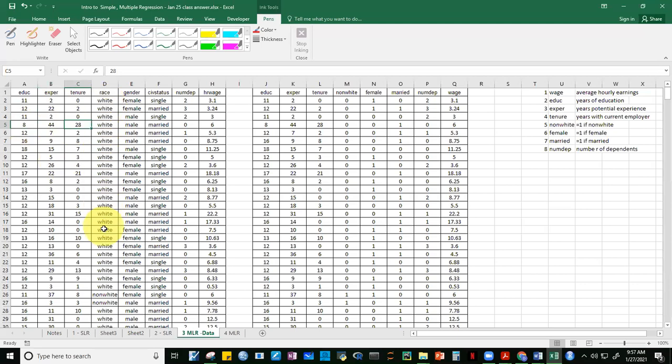And then, yung race natin dito, may mga non-white at saka white. Yung gender, female at saka male. Civil status, may single, may married. Number of dependents, ilan yung anak, saka hourly wage. Okay, now we have 1, 2, 3, 4, 5, 6, 7 independent variables and 1 dependent variable. This now calls, guys, for a multiple linear regression.